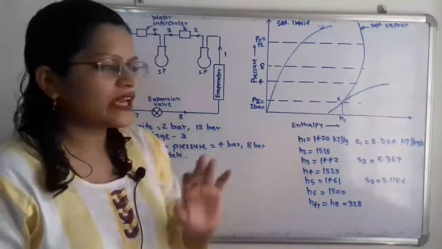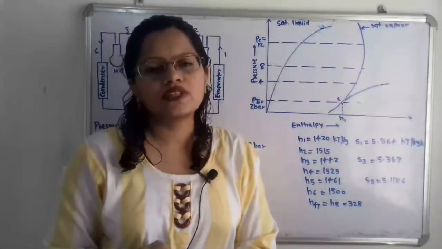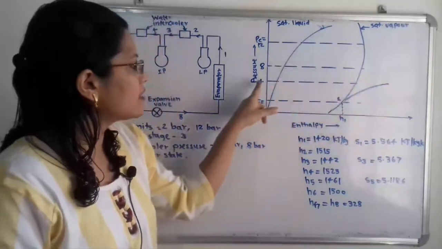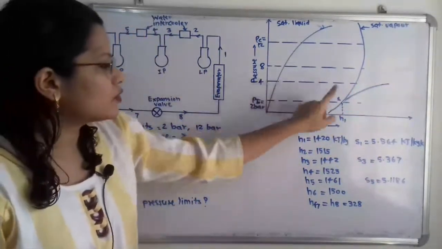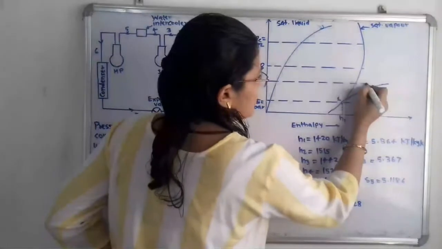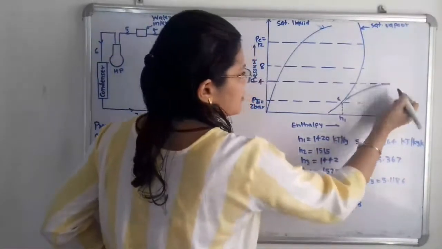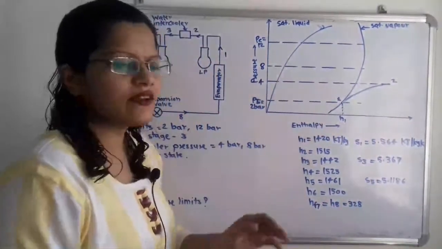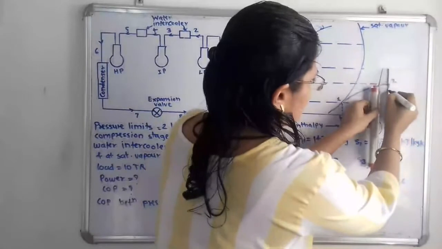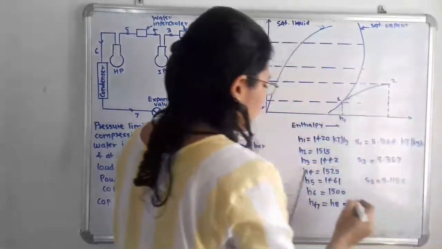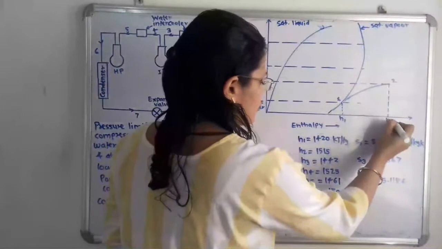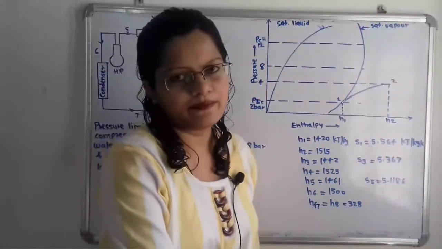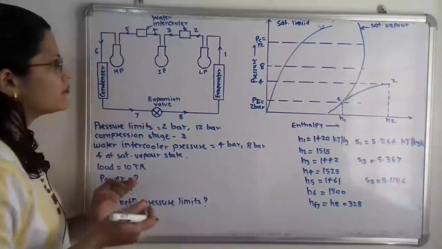Now we know that where will be the point 2, that is it is at entropy 5.564 and it is up to a pressure of 4 bar. So here is the pressure line of 4 bar. So if we extend this line, here is the point of intersection and this will be the point 2. Now we can easily find out what is the enthalpy at point 2. So we have to select here. So what is the value of H2? That is here H2 will be 1515 kilojoule per kilogram.